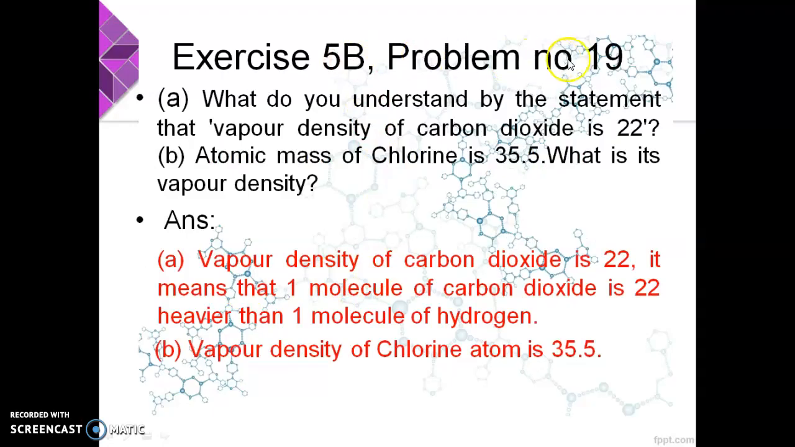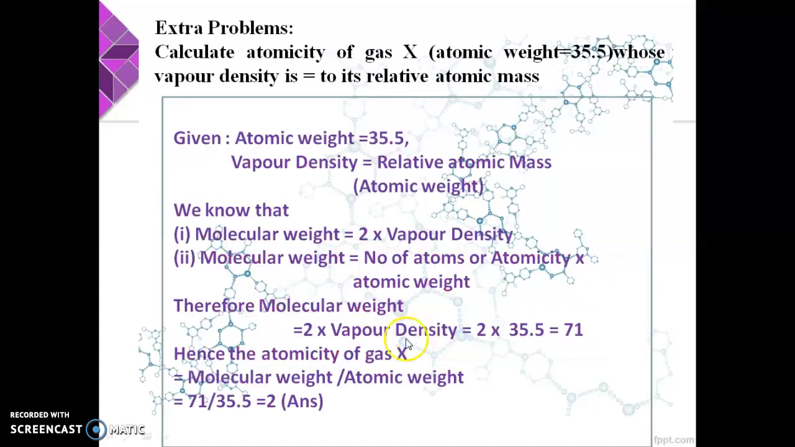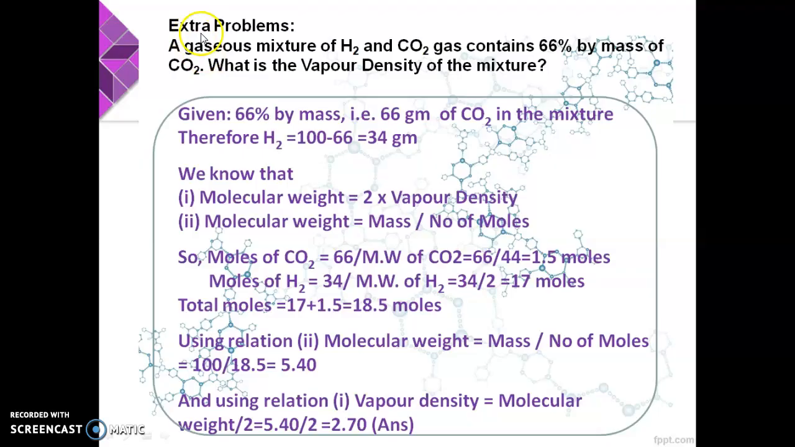Now exercise 5B, problem 19. Problem 19 and problem 31 were told not to be done in the previous video. But now I am telling you to do them because you already know this. These are simple statements. You just read these statements, you will understand. There are 2 extra problems I have given. The first problem is related to the first example. These relations are given. You can find it out using these 2 relations and you will find the atomicity of the gas. The second problem is on the basis of a mixture where the basis is 100 gram.